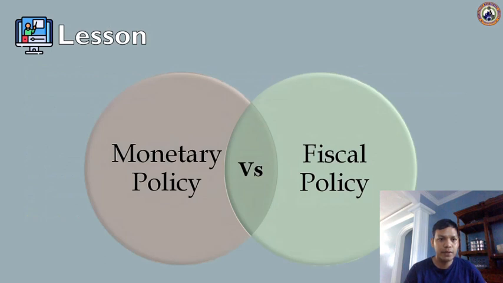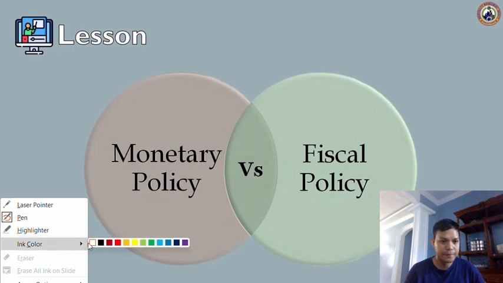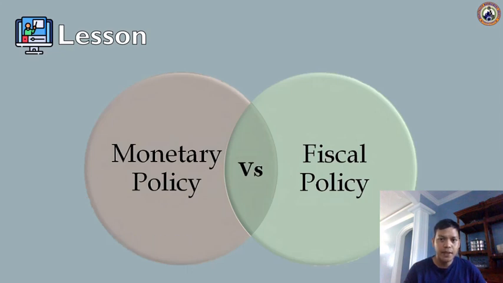Now let's proceed to the lesson. We're done with the pre-test. Again, congratulations to those who got the perfect score. Since the country runs a mixed economy, government intervention is needed to achieve the economic goals. So the government uses two tools in addressing the economic and social problems in the country: monetary policy and fiscal policy.